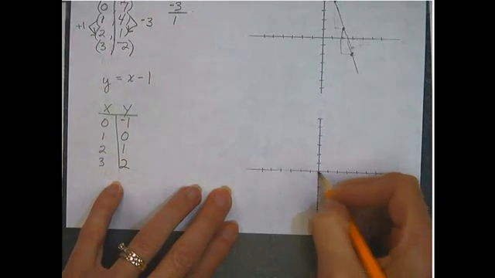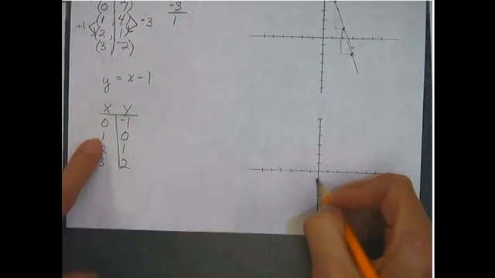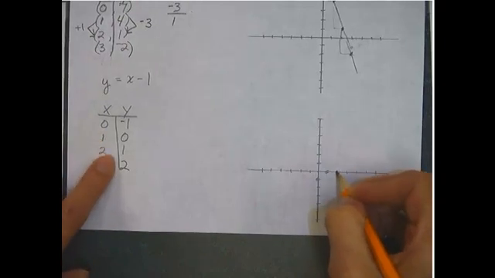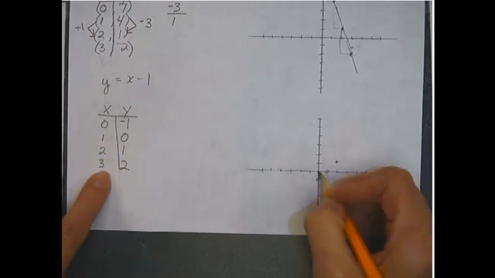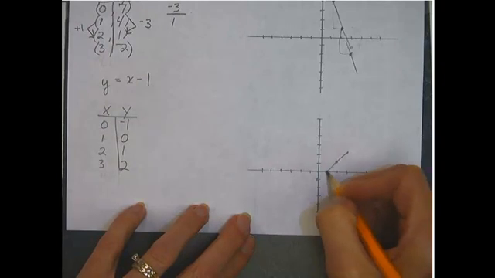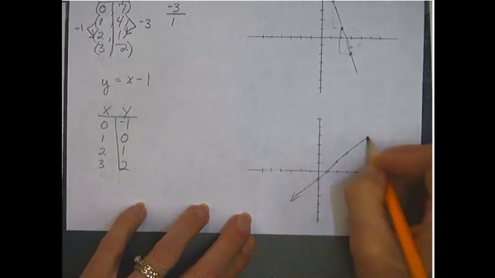Over 0, down 1 would be our first point. Over 1, up 0 would be our second point. Over 2, up 1 would be our next point from the origin. Over 3, up 2. I've got 4 points there pretty close together.